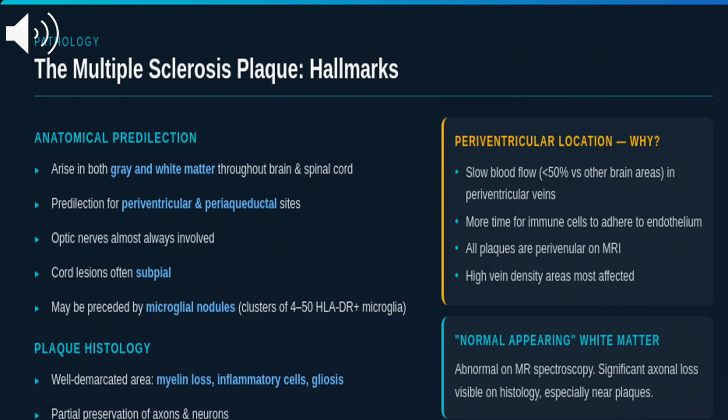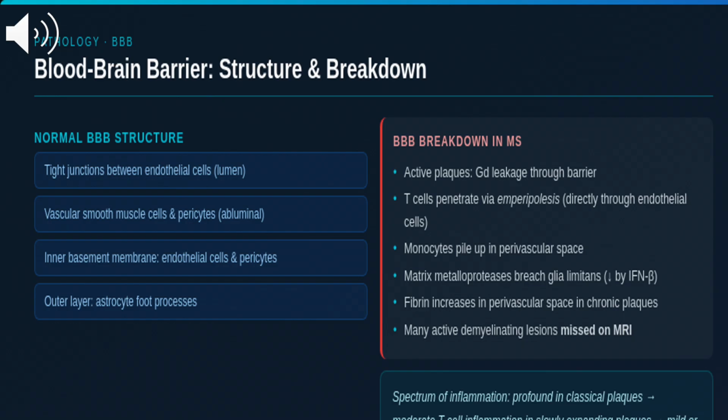The periventricular location is explained by the remarkably slow blood flow through periventricular veins, less than 50% of other brain areas, which gives circulating immune cells more contact time with the endothelium and therefore greater opportunity to adhere and transmigrate. All MS plaques are perivenular when examined by susceptibility-weighted MRI, a diagnostically useful feature that helps distinguish MS lesions from other white matter disease.